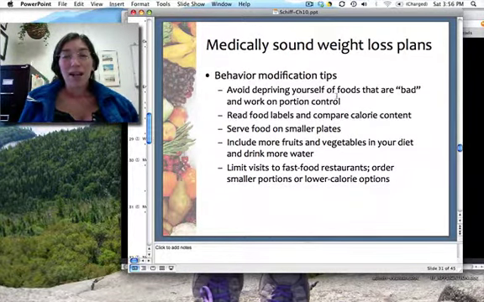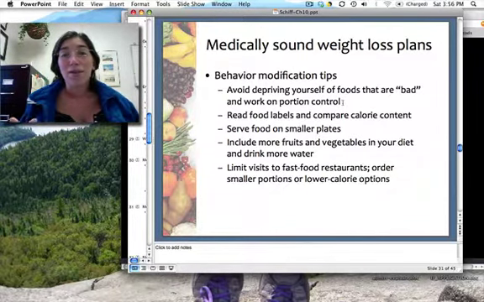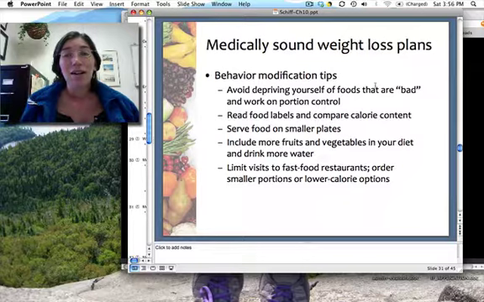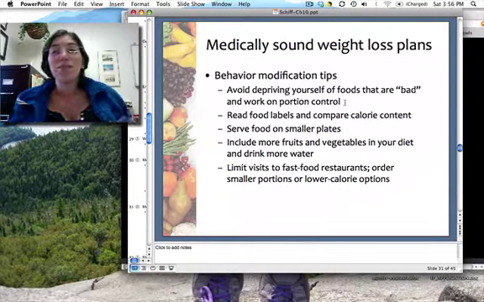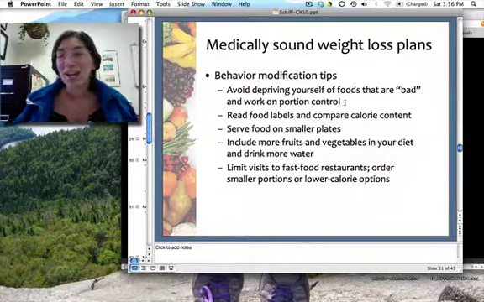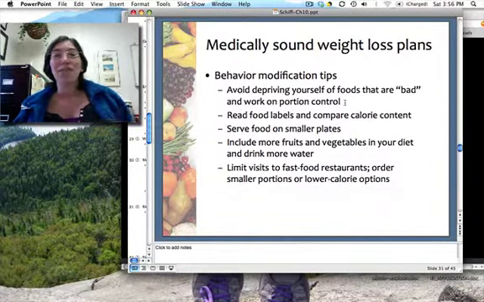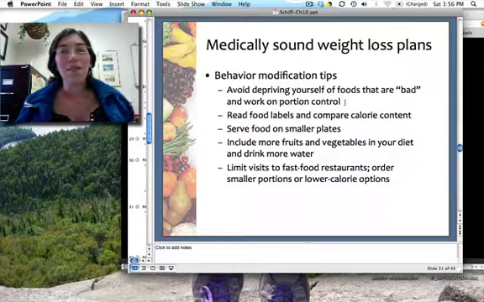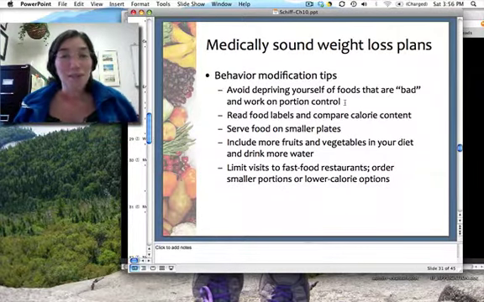So the first one I'm talking about is one of those negative-word ones. It says avoid depriving yourself of foods that are bad and instead work on portion control. So instead of saying I can't eat any sweets, I'm completely going cold turkey and quitting sugary foods, that's a little unrealistic. If you like those foods, it's going to be hard psychologically and physically to not eat those things. So instead of completely avoiding them and cutting them out, just learn how to regulate and limit your intake, to just eat them in moderation, okay?